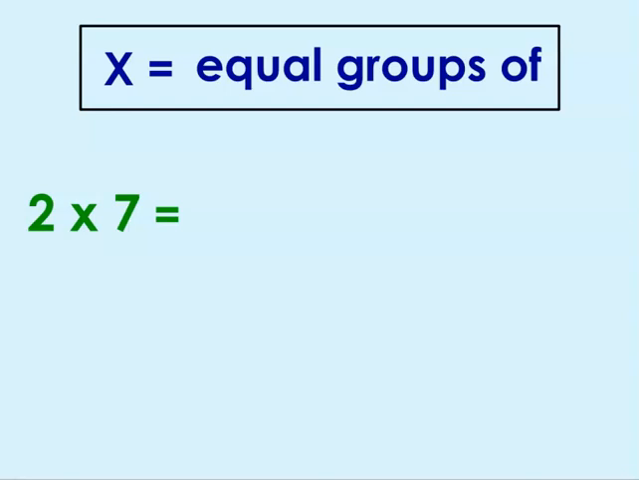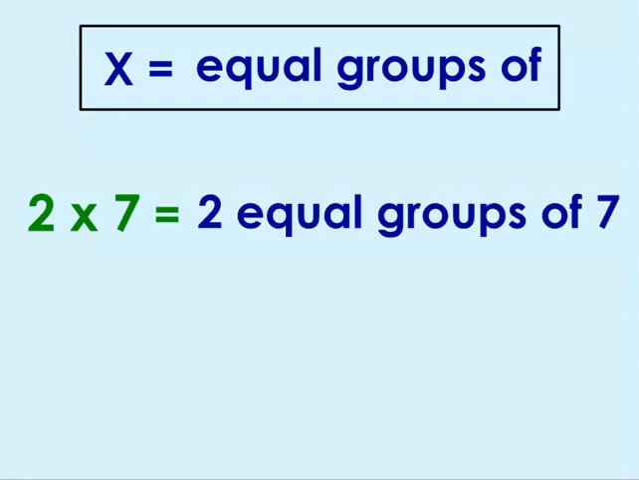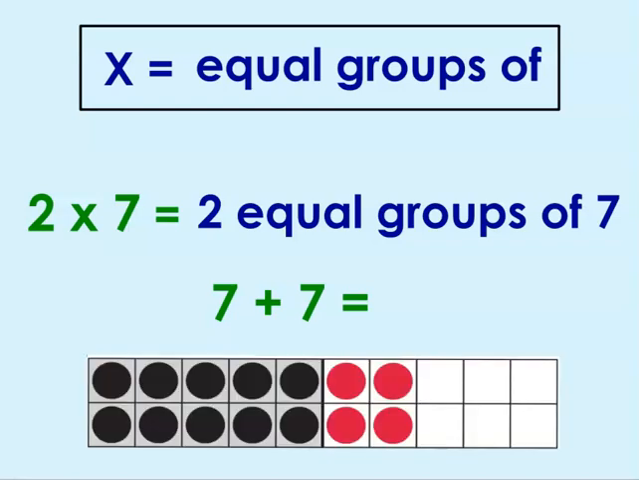2 times 7 is the same as 2 equal groups of 7, or 7 plus 7. Think about your doubles adding facts. Do you know what 7 plus 7 equals? Does this double 10 frame help you? 7 plus 7 is equal to 14. That means 2 times 7 is also equal to 14. If you know your adding doubles facts, you actually know your multiply twos facts.